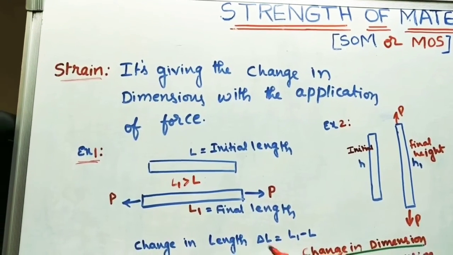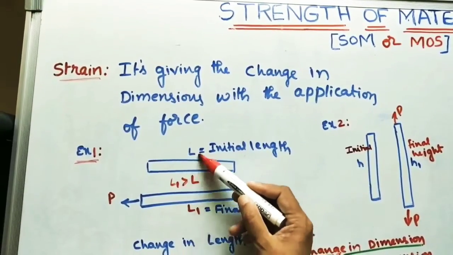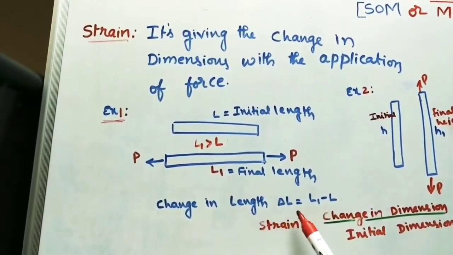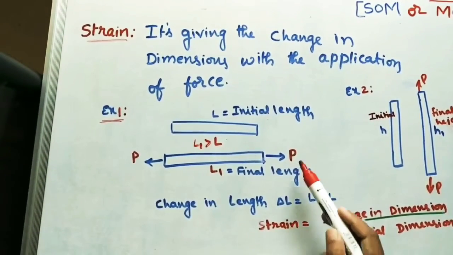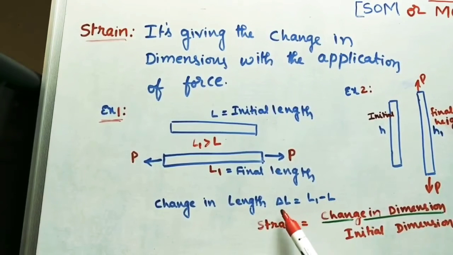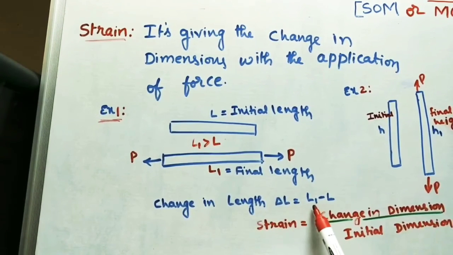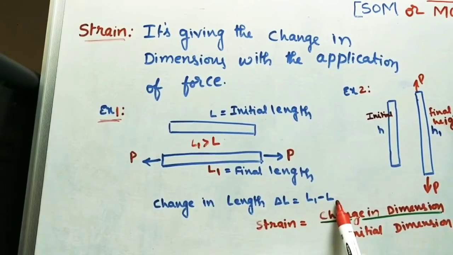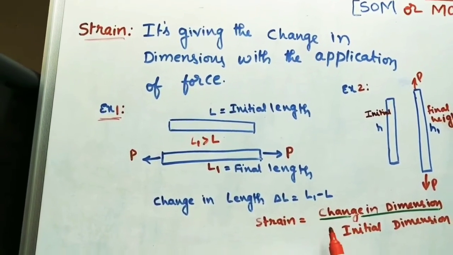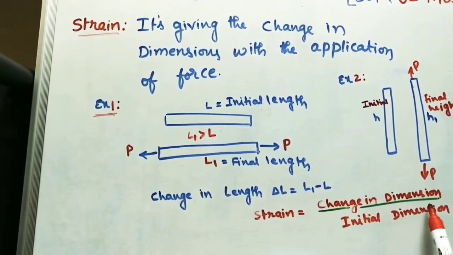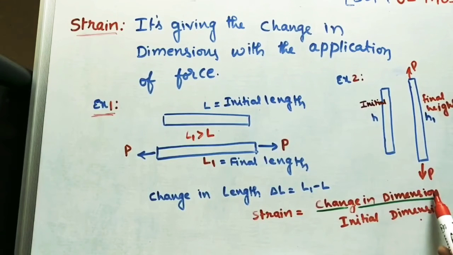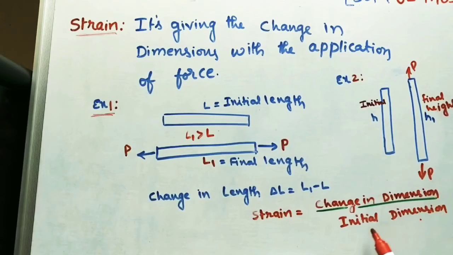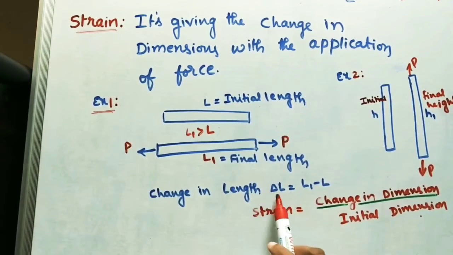Okay, and what is the change in length? L1 minus L. So here I have written change in length is equal to delta L, L1 minus L. Because of application of force, the change in dimension is in terms of length, delta L. Strain is nothing but a ratio of change in dimension to the initial dimension. How much change is happening because of the application of force, relative to the initial dimension.